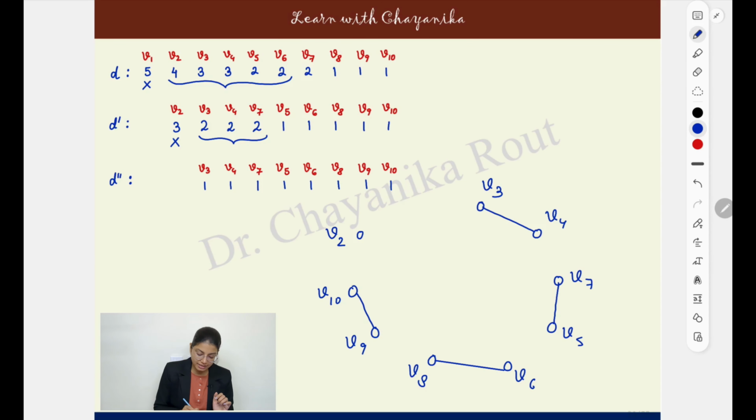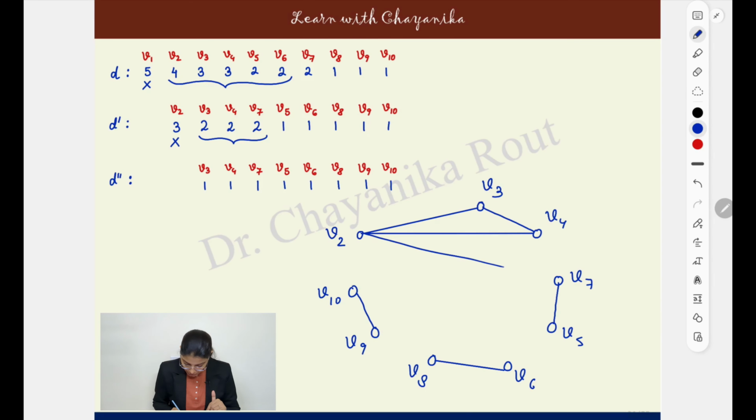Now V2 will enter with a degree value 3, as we can see here, that was deleted. And because of its deletion, V3, V4 and V7 faced reduction. So when V2 will enter, this V2 will have degree 3, that is made by making V2 adjacent to those 3 vertices which faced reduction. So V2 will enter and will be adjacent to V3 and to V4 and it will be adjacent to V7. So this is the graph corresponding to the degree sequence D dash.